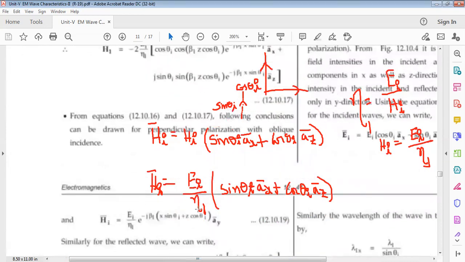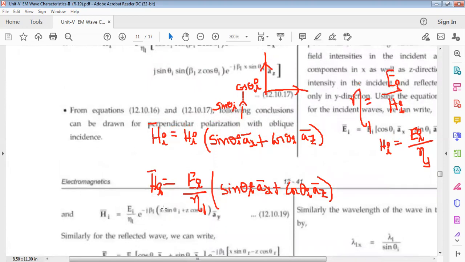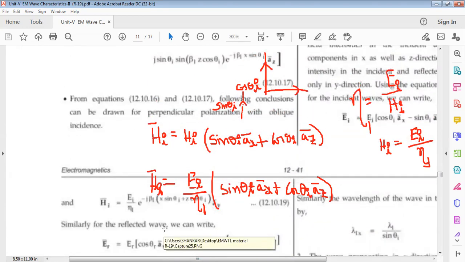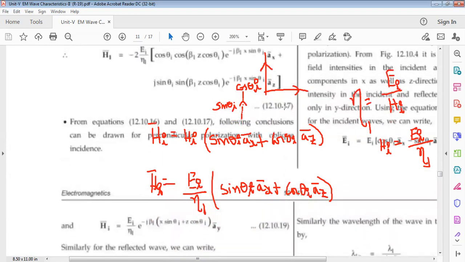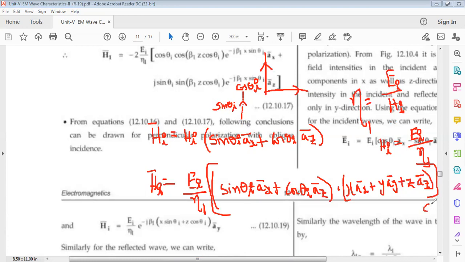HI bar is equal to EI by eta 1 e power minus j beta 1 into the function after getting x into sine theta I. The ANI bar dot R bar we can apply here itself: ANI bar dot, where R bar is x into AX bar plus y into AY bar plus z into AZ bar, and the whole is multiplied with AY bar. Now apply the dot product here.